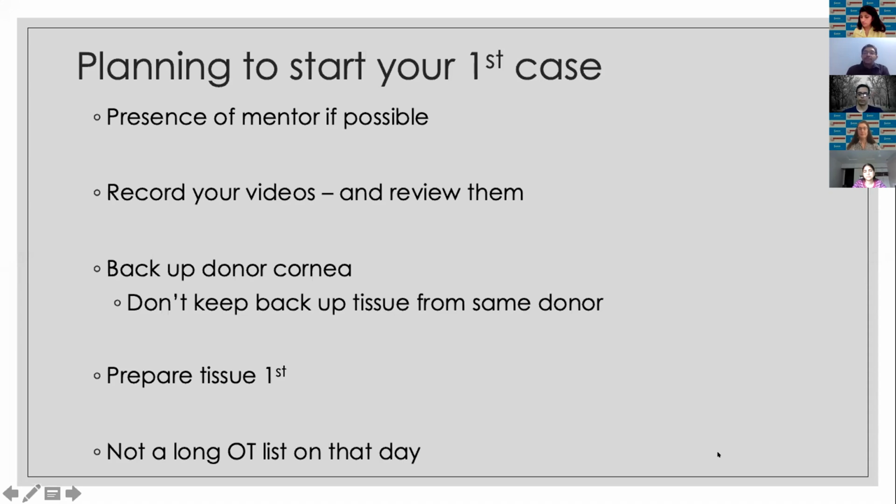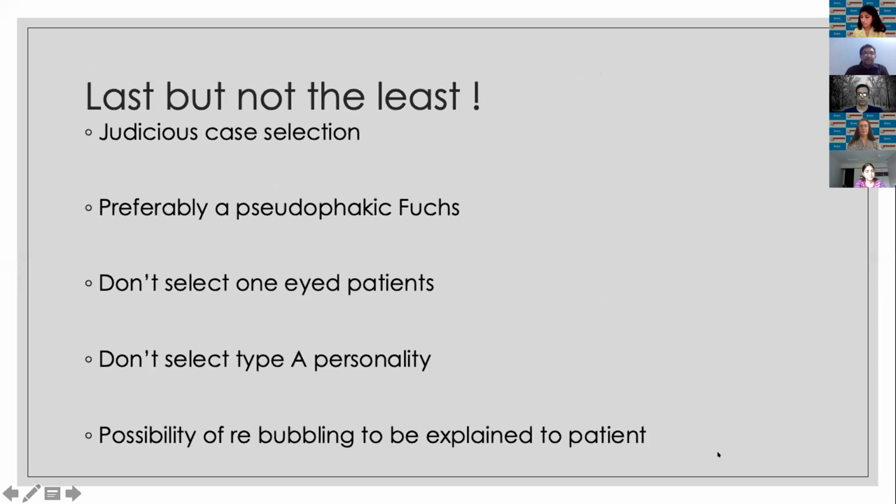Always prepare the tissue first so that you're comfortable and you can go ahead with the rest of the procedure in the patient. And ideally, you should not have a long OT list on that day, because when you're starting off, you don't want too much tension with a lot of waiting patients on that day.